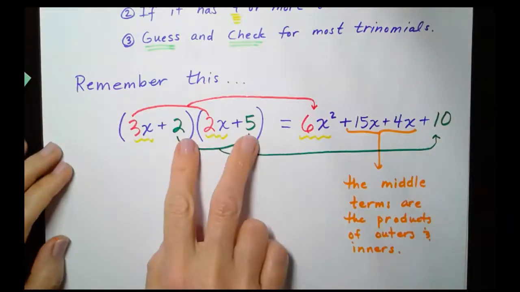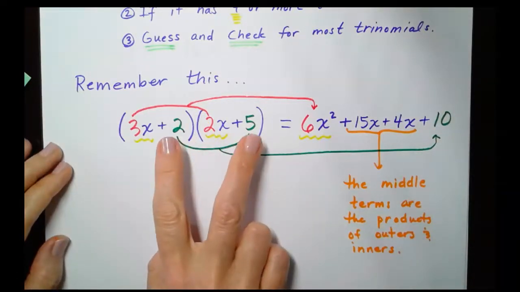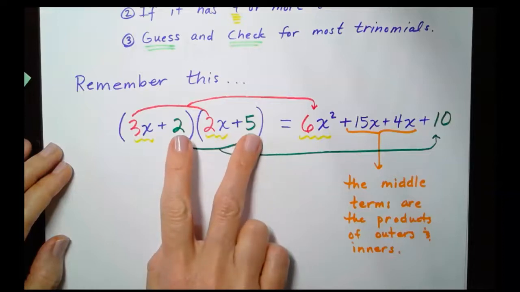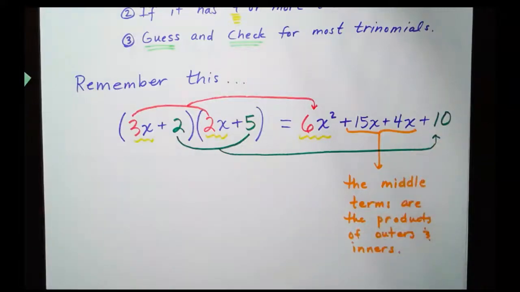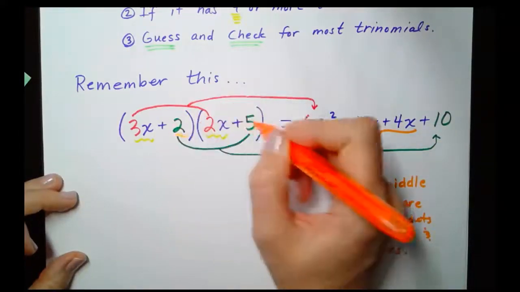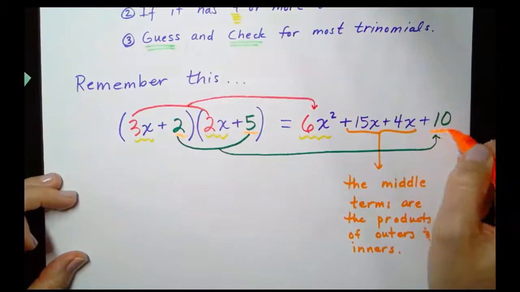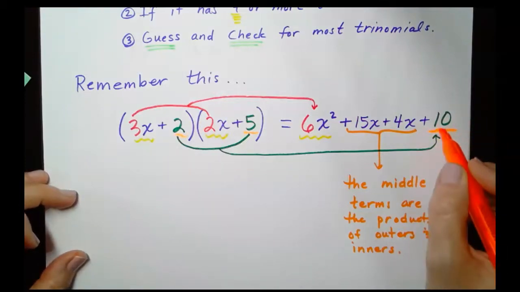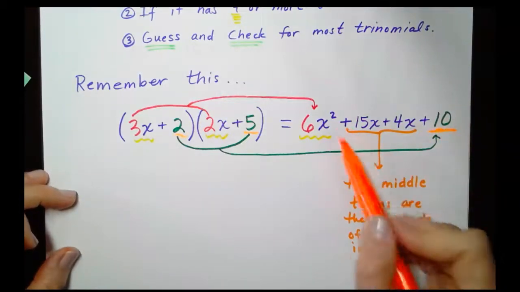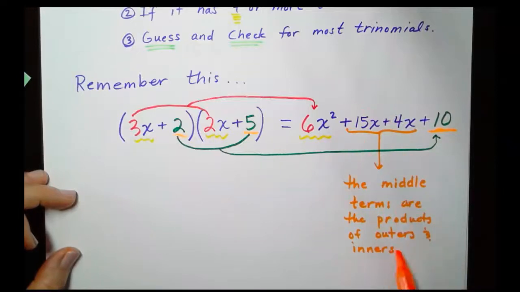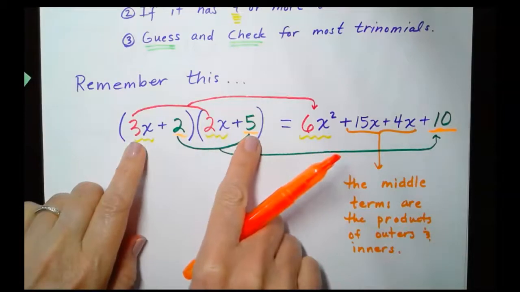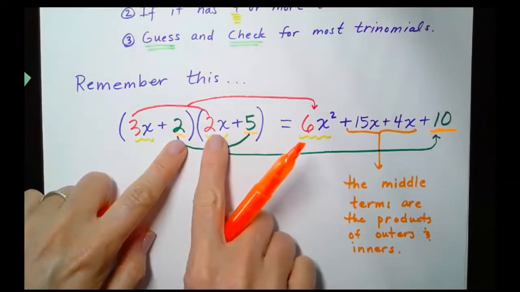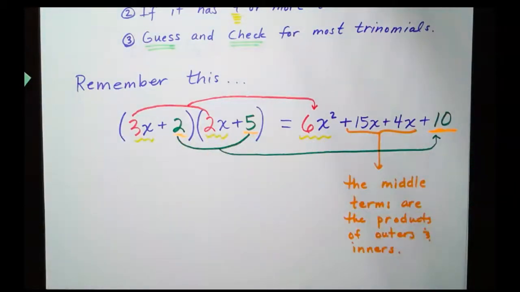Next, the green, the last sides, a positive 2 and a positive 5. This is what's giving us the plus 10 on the other side. So our last terms give us our last product right over here. Now, the middle terms are products of the outers and the inners. Outers, 15x. Inners, 4x. That's where we get those middle terms from.